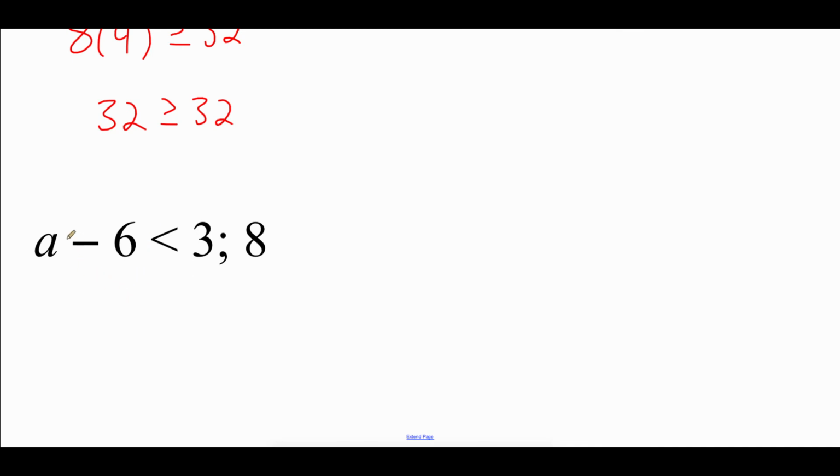In our last example here, we've got a minus 6 is less than 3, and we're supposed to plug in 8. So this is going to say 8 minus 6 is less than 3. If we simplify down the left-hand side, 8 minus 6 is 2, so we've got 2 is less than 3, and we have to think to ourselves, is 2 less than 3? And the answer is, yes it is. So 8 is a solution for this inequality.